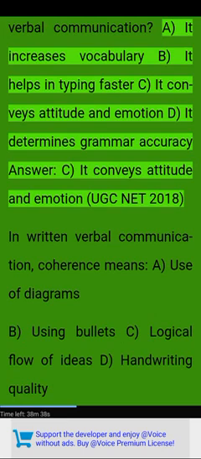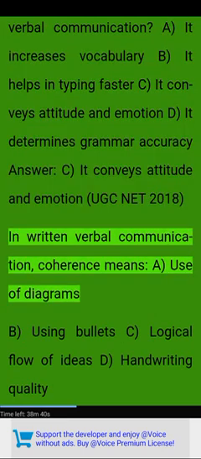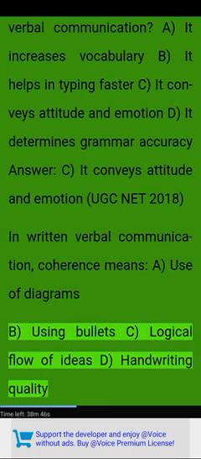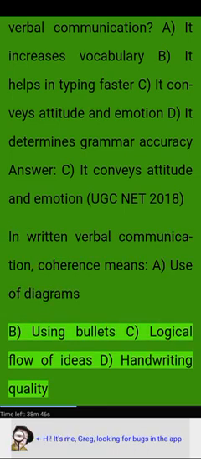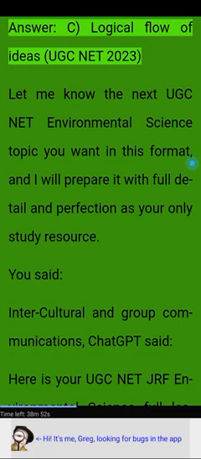UGC-NET 2018. In written verbal communication, coherence means A. Use of diagrams. B. Using bullets. C. Logical flow of ideas. D. Handwriting quality. Answer: C. Logical flow of ideas. UGC-NET 2023.